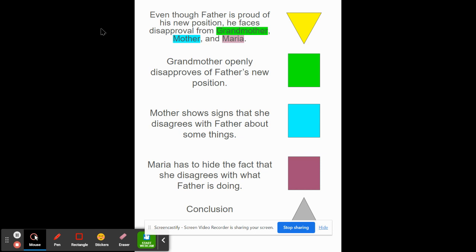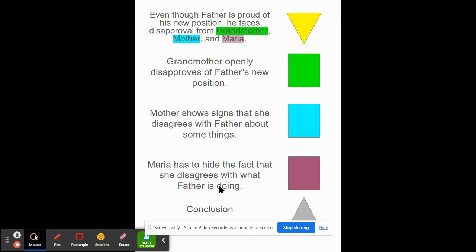You're still going to have to do things like come up with an attention getter that goes before the thesis statement. And after this topic sentence, you're going to have to explain what you mean about grandmother openly disapproving. And then you're going to have to weave in a couple of little pieces of evidence to help you support that. Same thing with mother. You're going to explain what you know about mother and how we know she's disagreeing with father and the incident with Pavel. You're going to explain it in your words, and support that with a couple of little pieces of evidence.